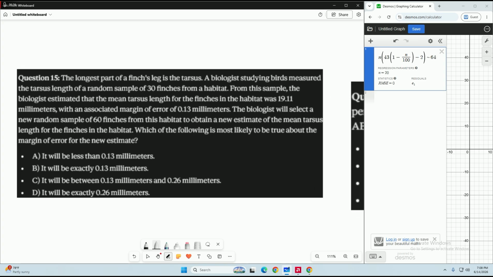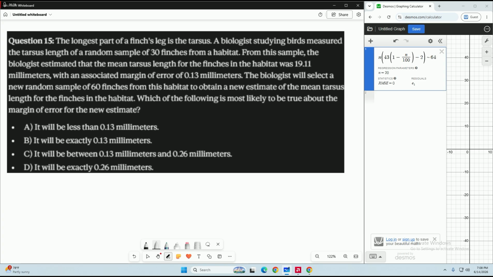Okay, let's take a look at this question. Question 15. This is a statistics question. The longest part of a finch's leg is the tarsus. A biologist studying birds measured the tarsus length of a random sample of 30 finches from a habitat. From the sample, the biologist estimated the mean tarsus length for the finches in the habitat was 19.11 millimeters, with an associated margin of error of 0.13 millimeters.